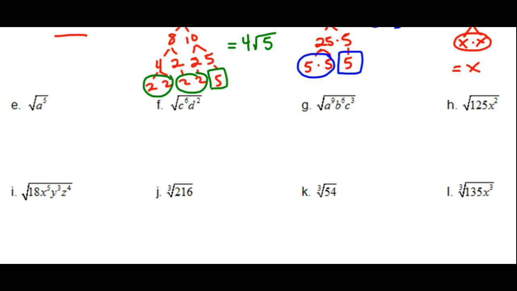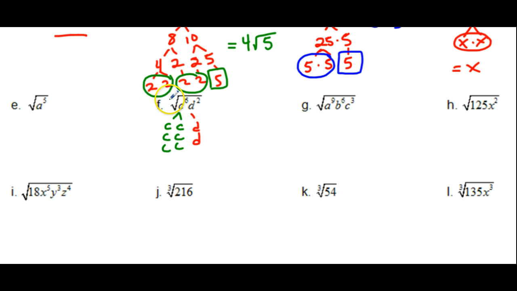Let's skip down to this one right here. So we have a square root of c to the 6 d to the 2, all right? So this is how I'm going to write this. I'm going to put c times c, c, c, c, and c. That's 6 right there, right? Here, d, we have 1 and 2. So we're looking with square roots.